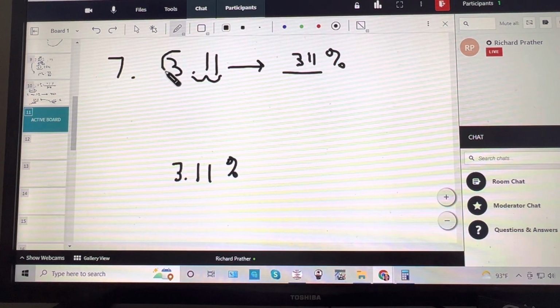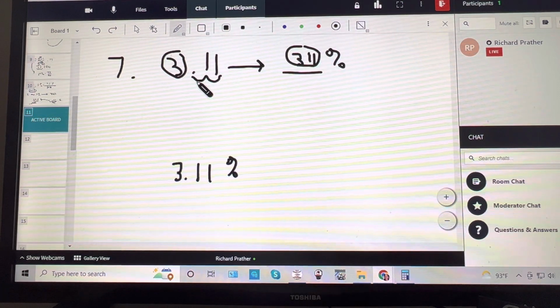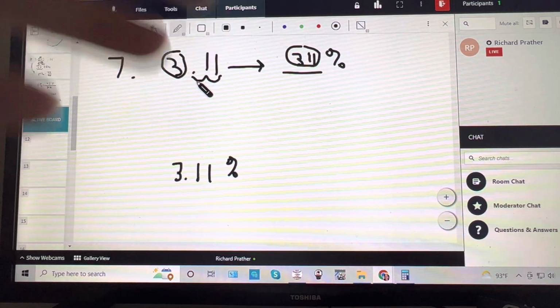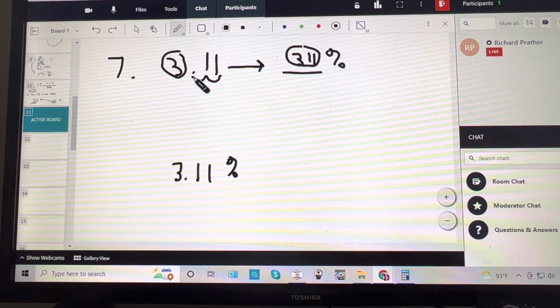So size-wise, this is a 3, but this is 311. 311 is clearly bigger. Percents are always bigger. And then the other way to do it is you have to remember somehow to go 2 to the right. When you go from a decimal to a percent, it's 2 to the right. When you go from a percent to a decimal, it's 2 to the left. But again, that could be easily mixed up on a test.